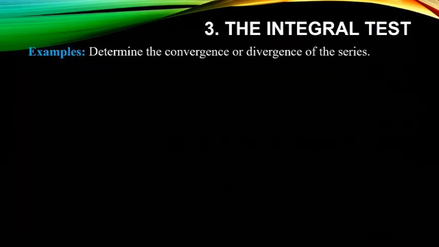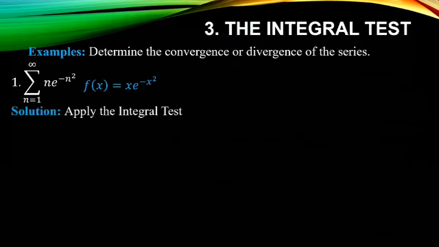Example, determine the convergence or divergence of the series. Number 1, the summation of n times e raised to negative n squared, where n starts from 1 to infinity. f of x is equal to x times e raised to negative x squared. So we change n into x and put that into a function. So solution, applying the integral test. The integral of the given function, so we bring down the negative exponent into the denominator. So we have x over e raised to x squared dx.